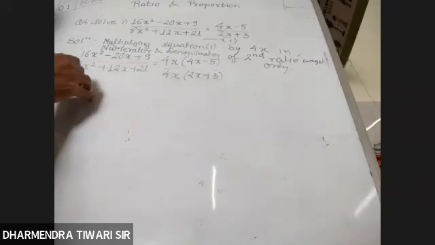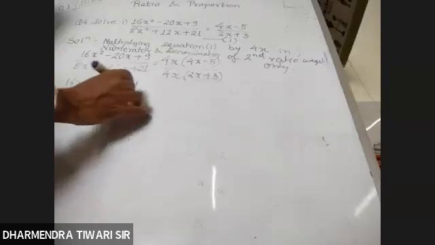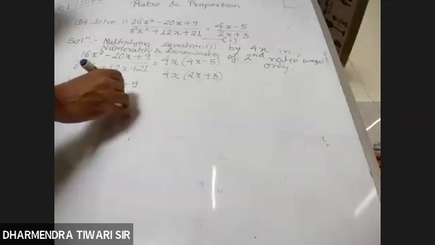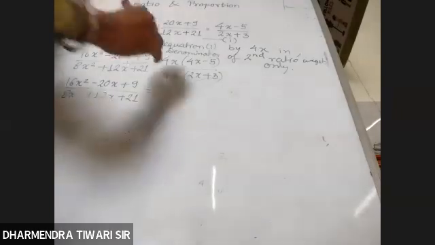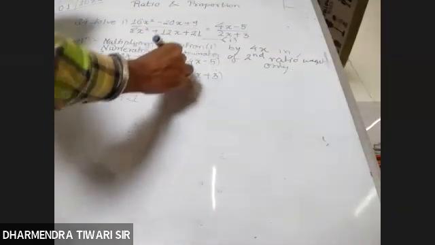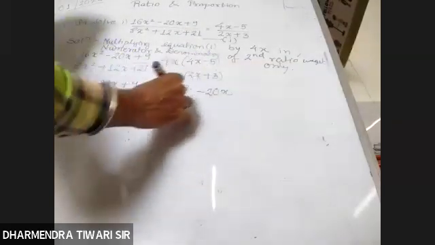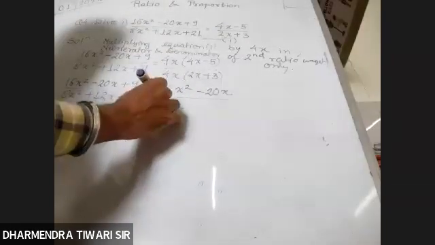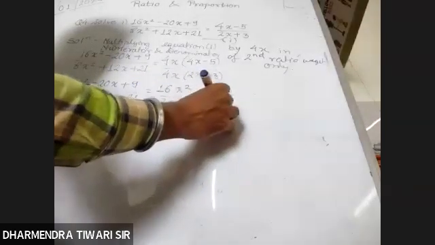So 16x square minus 20x plus 9 divided by 8x square plus 12x plus 21 is equal to, and 4 4s are 16, 16x into x is x square, 4 5s are 20, and along with that we are having x divided by 4 2s are 8, x into x is x square plus 4 3s are 12, 12x.